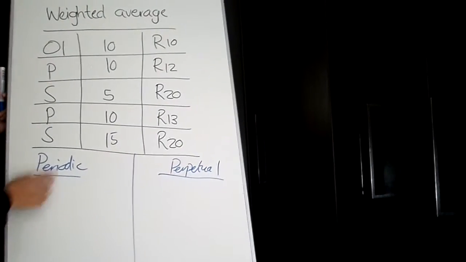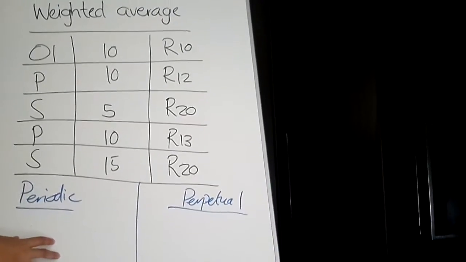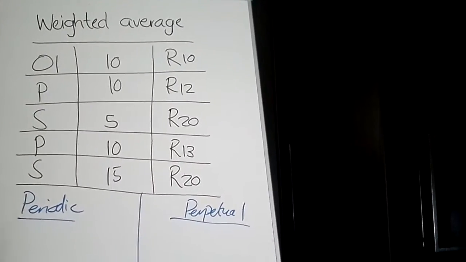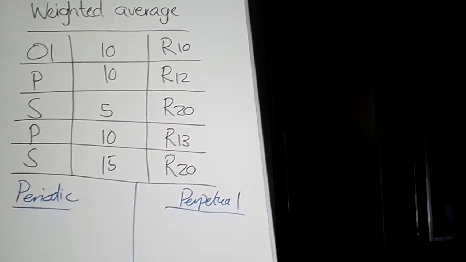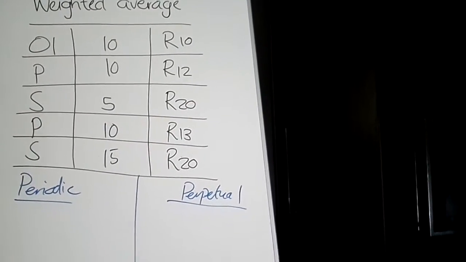So I'm going to show you how to put this information into the periodic table. Then I'll show you how to put this information into the perpetual table. For the periodic method, all we're going to take out is our opening inventory and our two purchases.